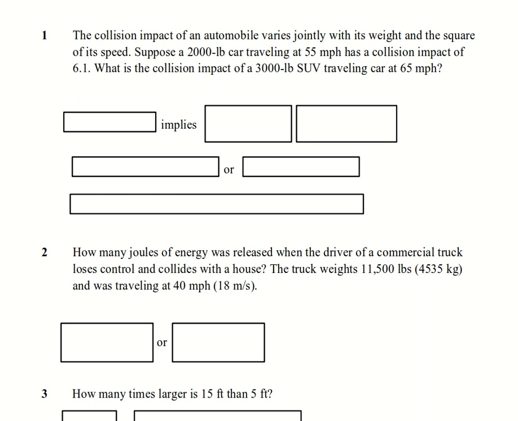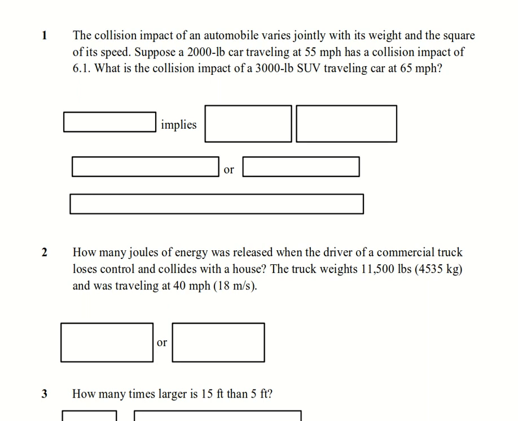Okay, let's look at an example in the units that we're familiar with, English or imperial units. It says the collision impact of an automobile varies jointly with its weight and the square of its speed. So that sounds exactly right. E equals kmv squared. So that's exactly the formula we're going to use. Then it gives us some information. We could translate that first sentence, or we could just use the fact that we already know, thanks to Emily du Châtelet, the formula for the amount of energy in motion.